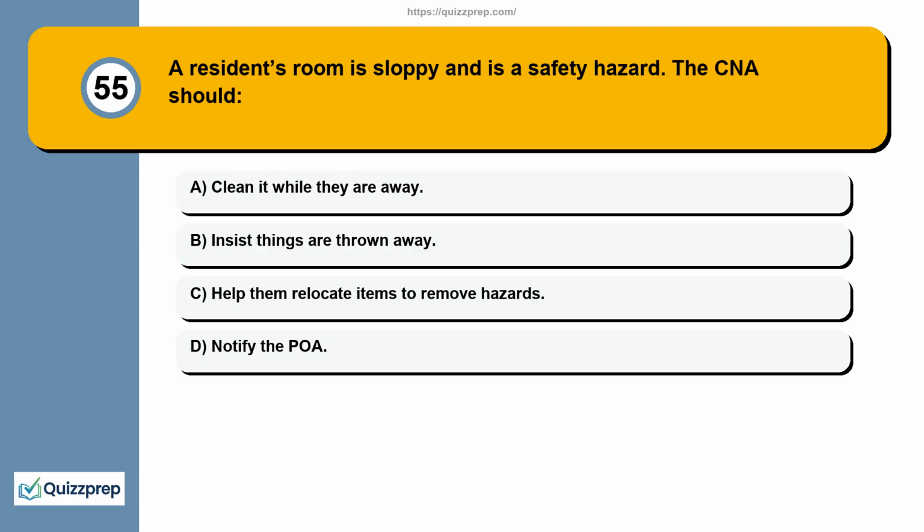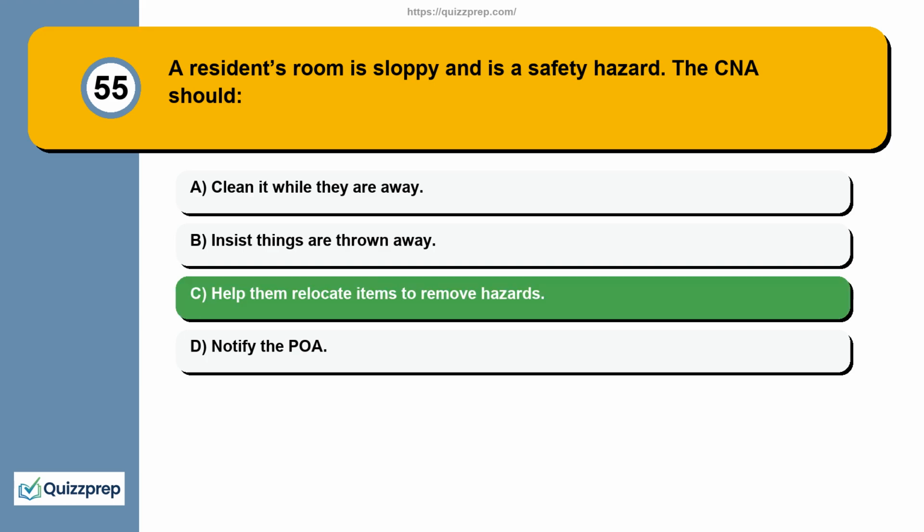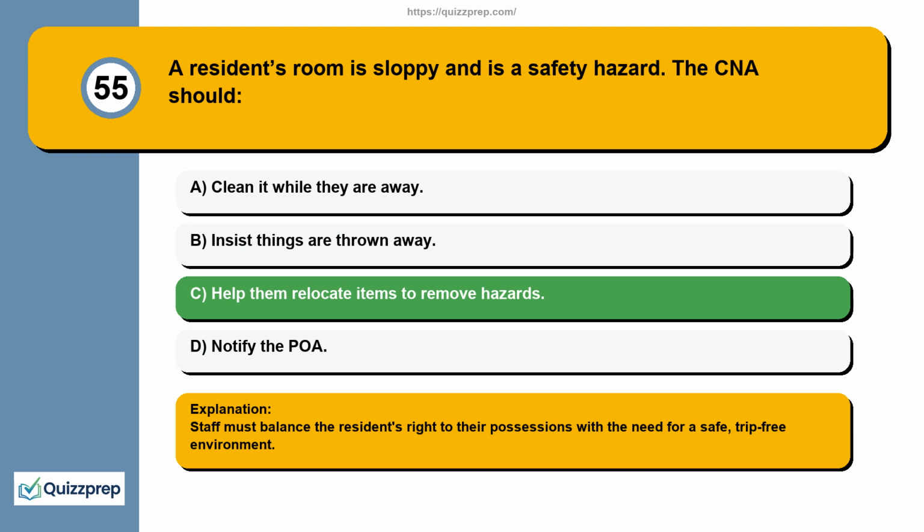Question 55. A resident's room is sloppy and is a safety hazard. The CNA should clean it while they are away. Insist things are thrown away. Help them relocate items to remove hazards. Notify the POA. Staff must balance the resident's right to their possessions with the need for a safe, trip-free environment.